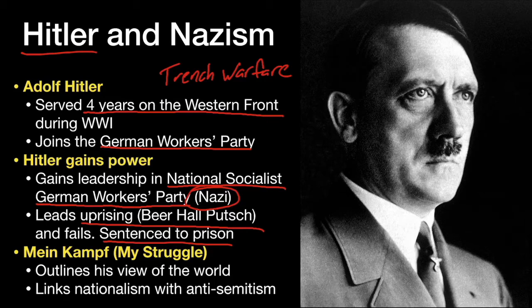Now, he puts all of this into a book called Mein Kampf, or My Struggle. So he looks at his view of the world. He tries to link the idea of nationalism. Remember, we talk about nationalism, and that can start off in the beginning as pride, as feeling that you are better than other folks out there. In this case, he's trying to link this idea of pride with anti-Semitism. Anti-Semitics are people that are against the Jewish faith.